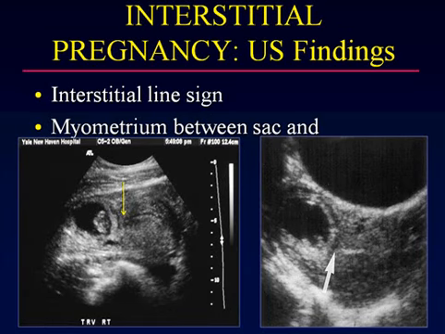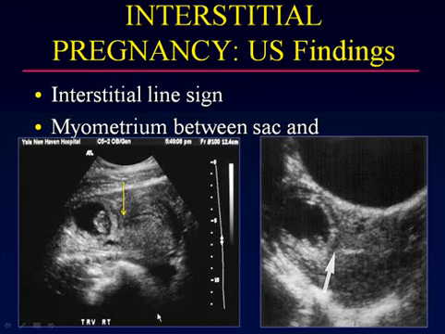A finding that's been described in the literature is an interstitial line sign, which means that if you look between the edge of the interstitial pregnancy, you can see a little echogenic line that connects it to the endometrial stripe. And this is an example from the literature. I should say that that little echogenic line is believed to represent the residual of the interstitial portion of the tube.